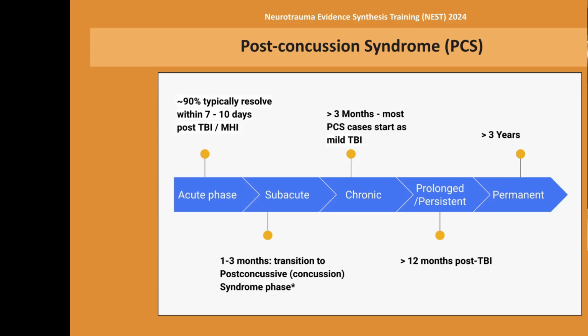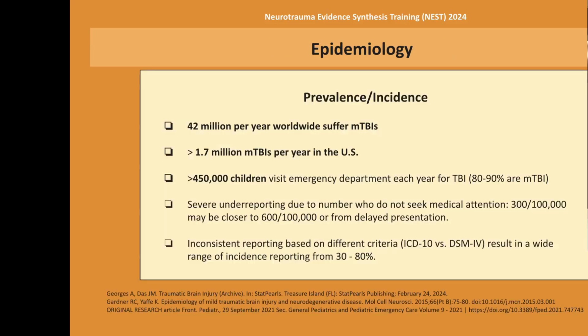More people will resolve. However, if after 3 months we're still looking at this constellation of symptoms, we can call that chronic. And after a year, if some of those symptoms are still persisting, it then becomes a persistent post-concussive syndrome. And sadly, we included at the far right here the potential that this just becomes a permanent constellation of symptoms that never resolve. Slide.